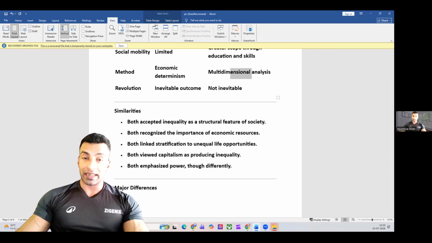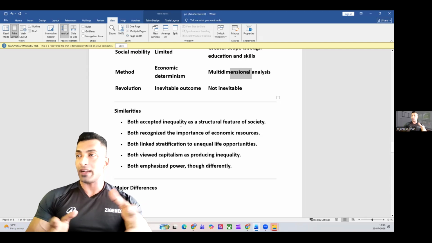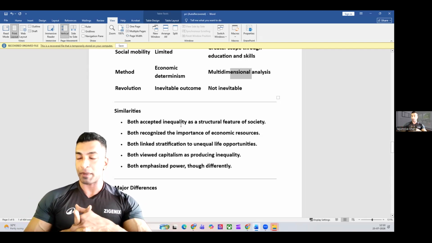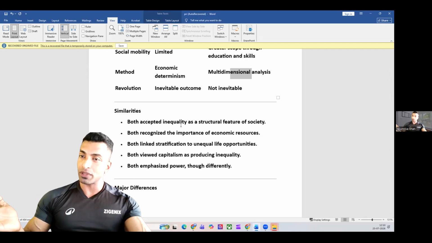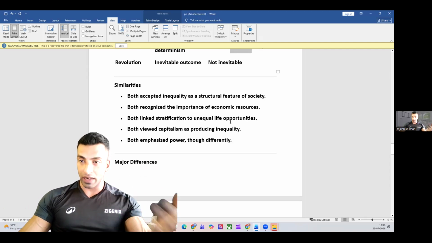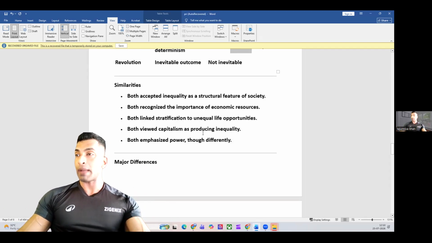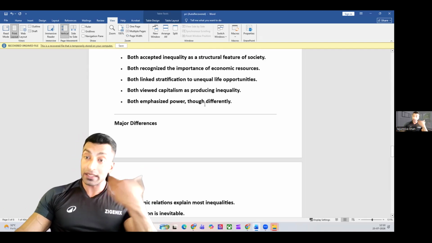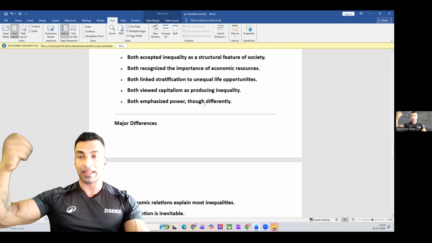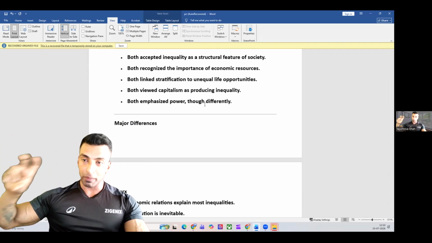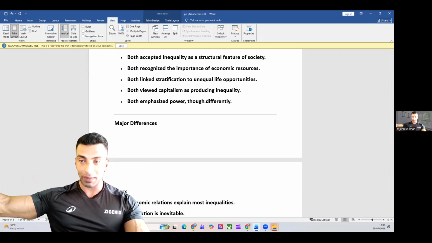Now comes the similarities. So what are the similarities you can talk about? Both have accepted inequality as a structural feature of society and capitalist society. Both have recognized the importance of economic resources. In both, the class dimension is there. Both have linked stratification to unequal life opportunities. And both viewed capitalism as producing inequality. Yes, both emphasized power, though differently. For Marx also, power is important, but if you are economically powerful, naturally you'll get the other power also. But here, being economically powerful doesn't mean actual political power.